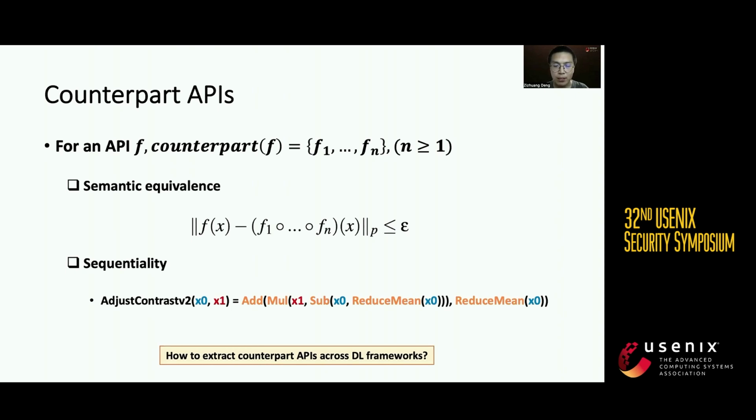We begin by defining functionally equivalent APIs, which we call counterpart APIs. For an API F, its counterpart is a composite of APIs F_i. It possesses two properties. The first one is semantic equivalence. For the same input, the difference between their output results under the p-norm must not exceed epsilon. The second is sequentiality. For a multi-API counterpart, the order of API combination matters.